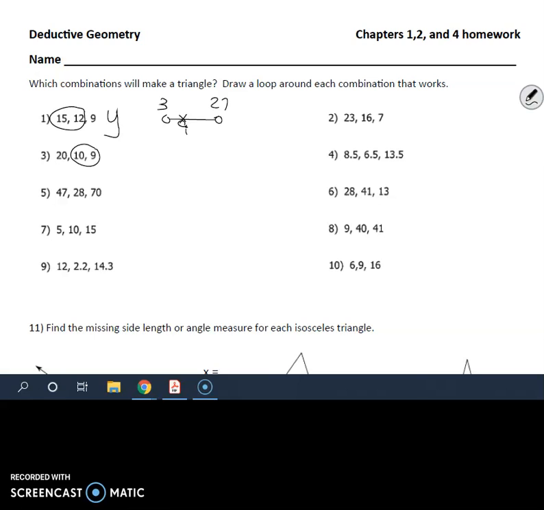But we talked about the fact that it doesn't really matter which two numbers I select, and the answer is no, it doesn't matter. So if I subtract 10 and 9, I get 1. If I add them, I get 19. 20 does not fall between those two, so that would be a no.